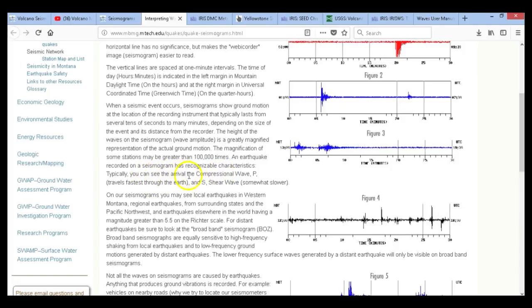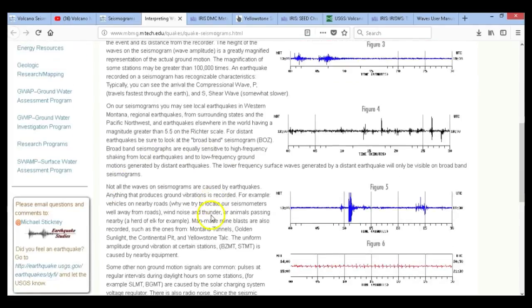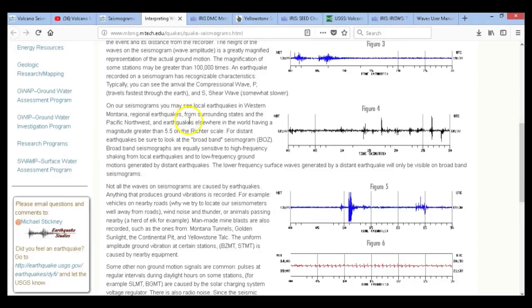Typically, you can see the arrival of the compressional wave, P, which travels fastest through the earth, and S, the shear wave, somewhat slower. On our seismograms, you may see local earthquakes in western Montana, regional earthquakes from surrounding states, the Pacific Northwest, and earthquakes elsewhere in the world having a magnitude greater than 5.5 on the Richter scale. For distant earthquakes, be sure to look at the broadband seismogram.